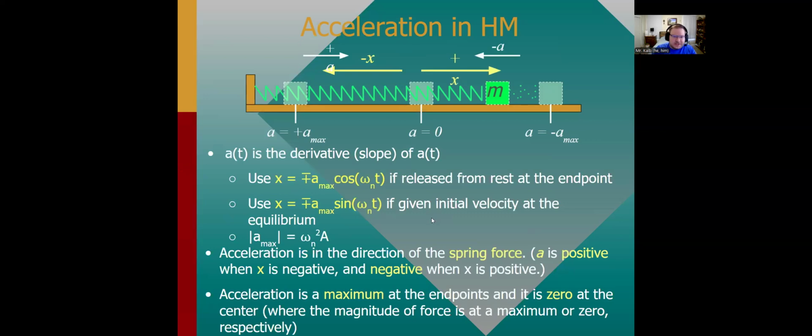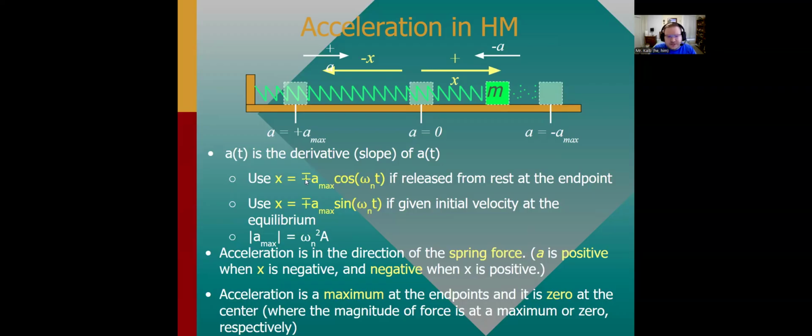Then the acceleration is the derivative or slope of a of t. It's also sinusoidal. It'd be minus or plus cosine omega n times t if released from rest. Because if you release it from rest, that's, say, over here, this is where the spring is at its most stretched. So it'll start off with the largest possible force on it, so it'll initially have the largest possible acceleration. But if you start it off to the right-hand side of 0, it'll initially accelerate to the left. And if you start off to the left-hand side of 0, it'll initially be pushed to the right.